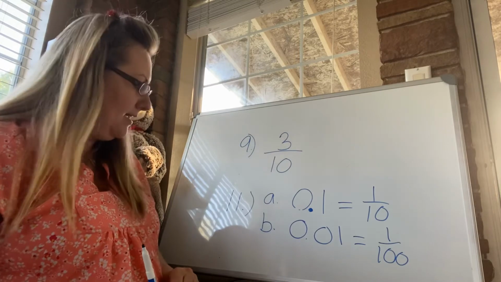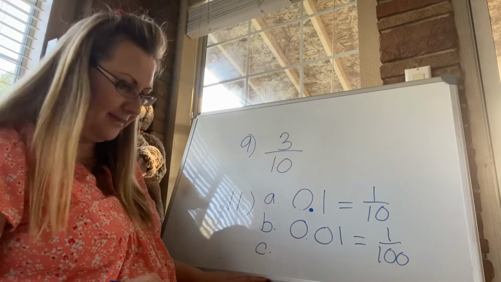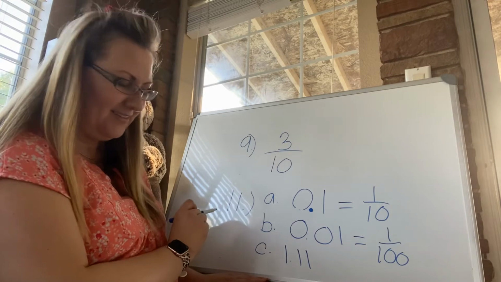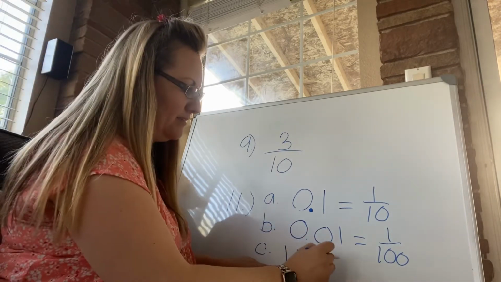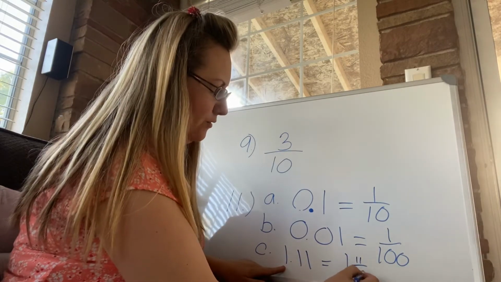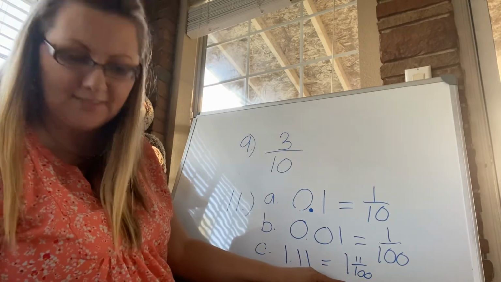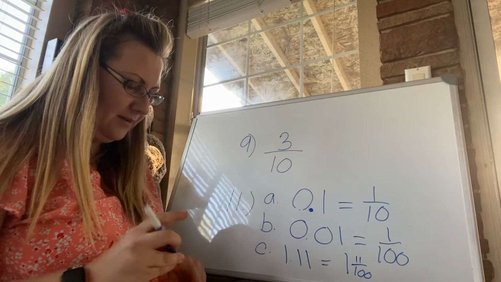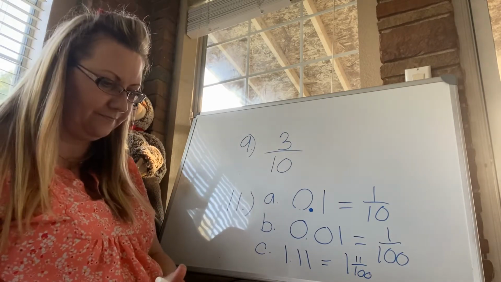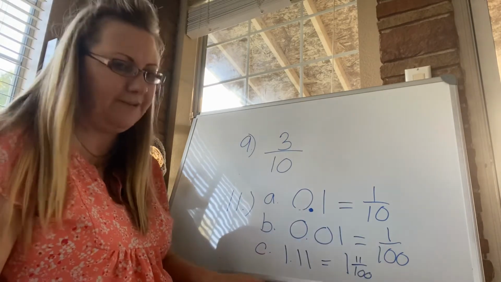Okay. And then finally, letter C. I hope you can see that. Letter C, there's 1 and 11, and this we would write as 1 and 11 over 100. And we say 1 and 11/100ths. Okay, all right. So pause the video if you need to copy that down.